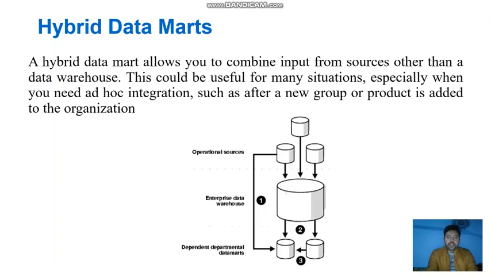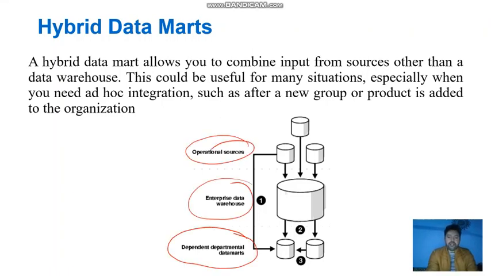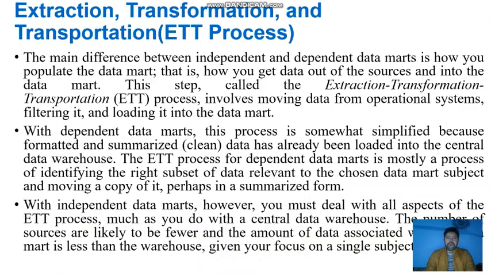In this we have the data from operational sources, the data from the enterprise data warehouse, and the data from a dependent departmental data mart, so that we can create the hybrid data mart. So it is a combination of dependent and independent data mart. We have all the operational sources here, the enterprise data warehouse here, and the dependent departmental data marts here.